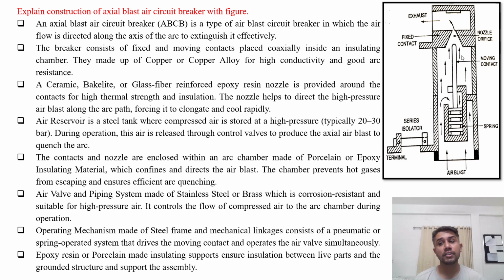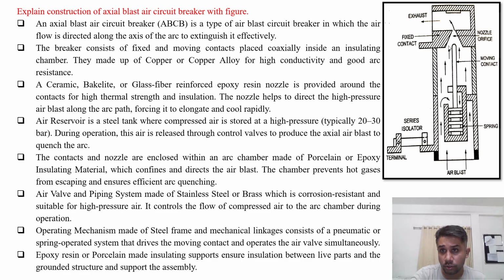During the operation, the air is released through the control valves to produce the axial air blast to quench the arc. Here, the axial air blast is produced. The control valve is well beside this part of the figure, which is not shown in the figure right now. The contacts and nozzle are enclosed within an arc chamber.